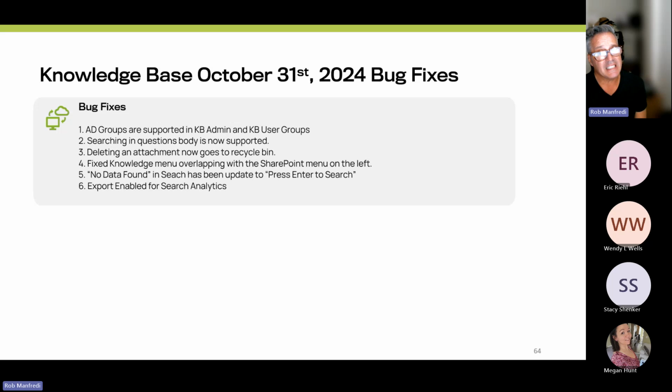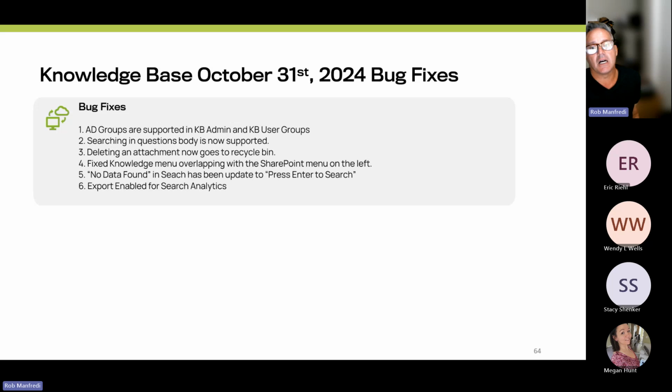We found that when you delete an attachment as an author, it wasn't going to the recycle bin. So we figured out what was going on with the SharePoint framework on that. And we now will be sending those attachments, if they're accidentally deleted or purposefully deleted, into the recycle bin so you can recover them if you didn't mean to delete it.